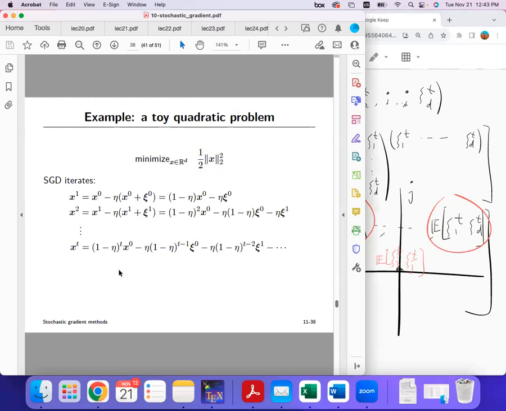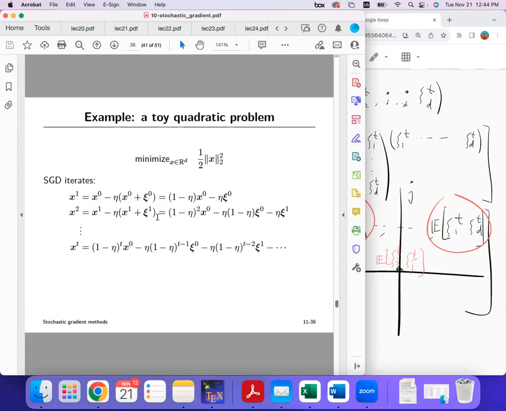Given these conditions, we can look at the SGD iterates. For example, x1 is x0 minus the stochastic gradient. This is the stochastic gradient at iteration 0, and this is the step size. Rearranging the terms, it becomes (1 minus eta) times x0 minus eta times psi0. And then we keep going.